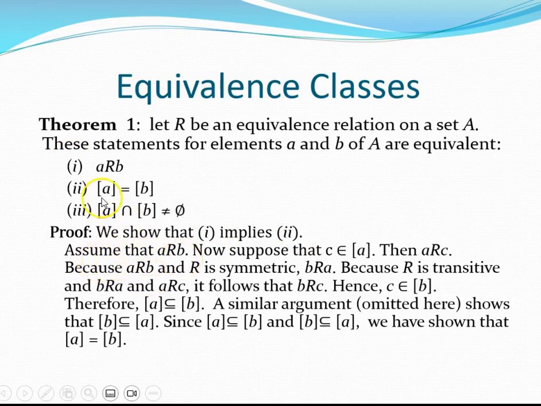Assume that a is in relation with b, and we want to show that 2 holds. a R b is given. We want to show that the class of a is equal to the class of b. These are sets, so we prove two opposite inclusions to prove that these two sets are equal. Select an element c of the class of a.